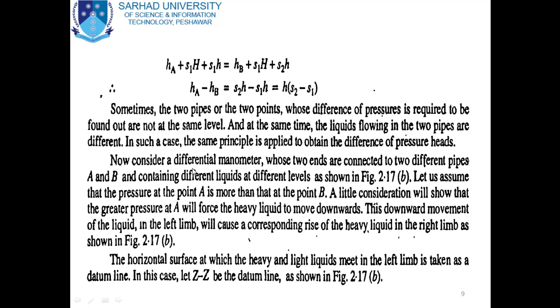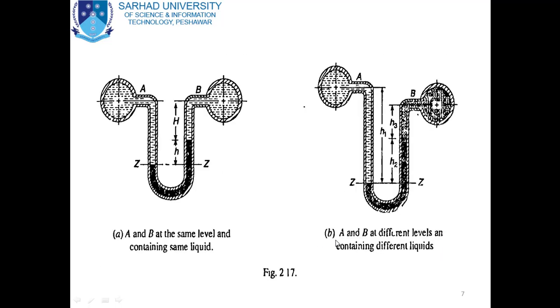For this, now consider a differential manometer whose 2 ends are connected to 2 different pipes A and B, containing different liquids at different levels as shown in figure 2.17b. Here it is, figure 2.17b. 2 pipes A and B at different levels are connected to a differential manometer as shown in the figure. In pipe A, the liquid is different from the liquid in pipe B.